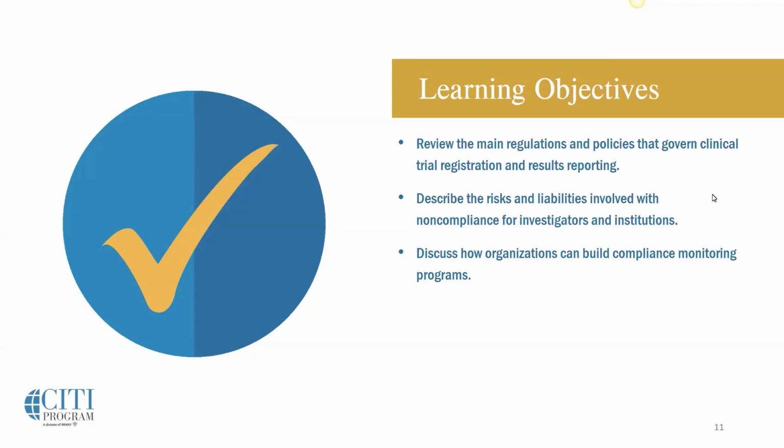So today, we will talk about the main regulations and policies that govern registration and results reporting on ClinicalTrials.gov. We'll look at the risks and liabilities, both to individual investigators and to institutions, and there are quite a few. And then we'll look at some very practical ways for organizations, no matter what your size. You could be an account like Hopkins with 2,000 records or somebody just starting out with 1 or 2 records. But I hope each and every entity will get something specific they can take back.